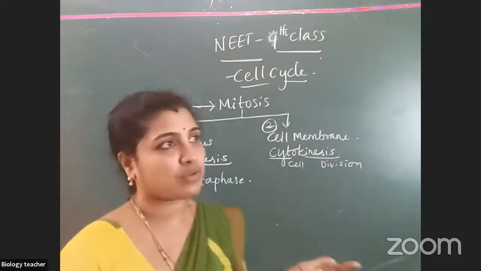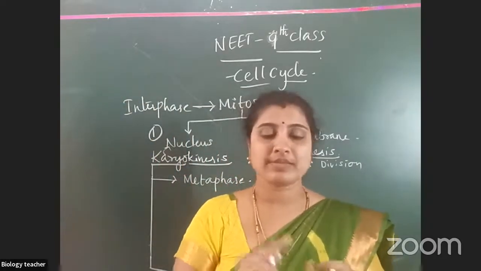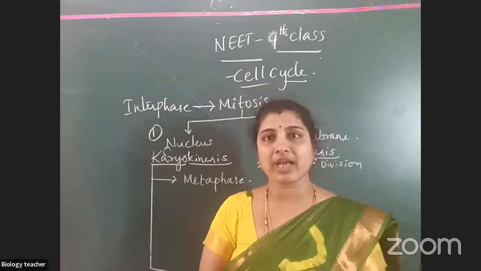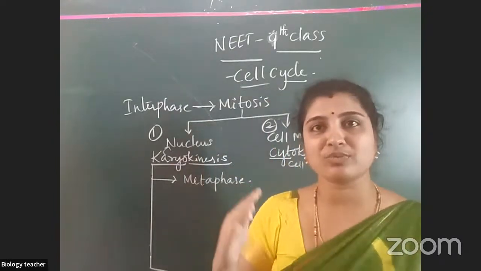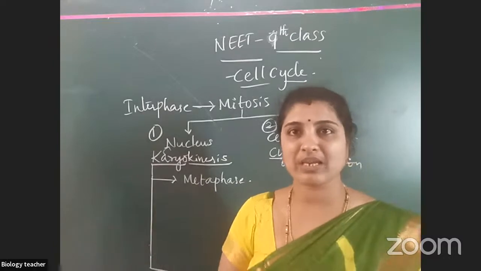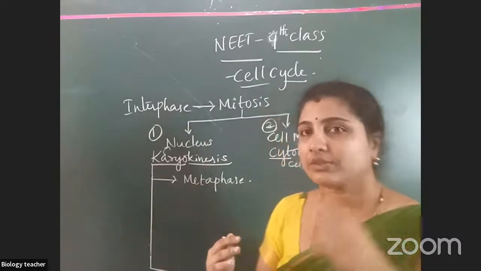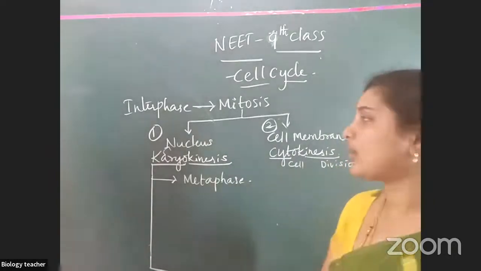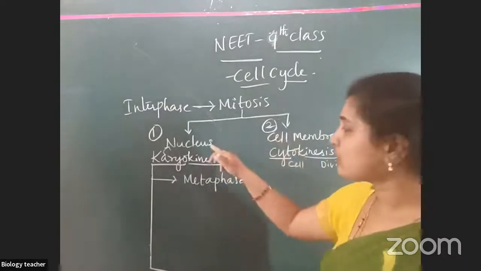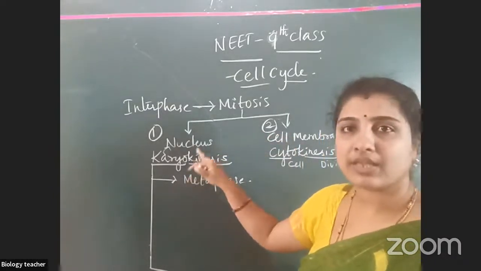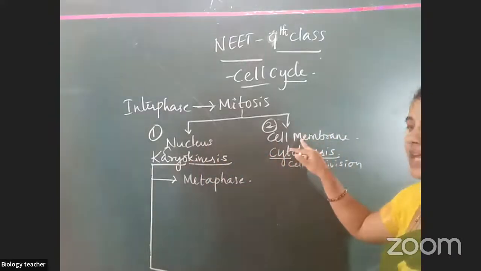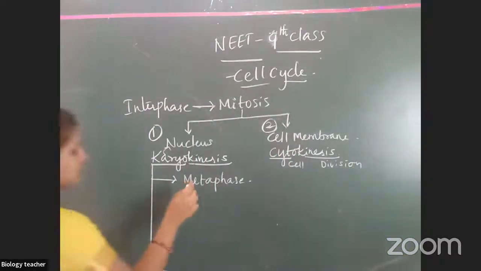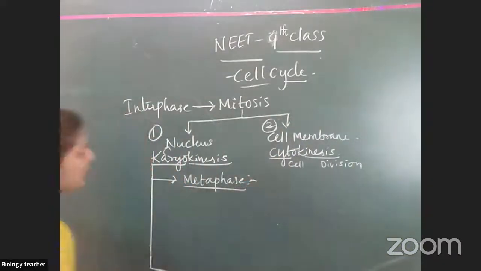You all know that a cell has many parts, no? Cell membrane, cytoplasm, nucleus, mitochondria, vacuole, Golgi complex, endoplasmic reticulum, ribosomes, chloroplast, like that. Many are present, but every cell organelle is not undergoing any change except two. What are the two? Nucleus and cell membrane. Nucleus division is known as karyokinesis. Cell membrane division is known as cytokinesis. So in the four stages, the first one is prophase.